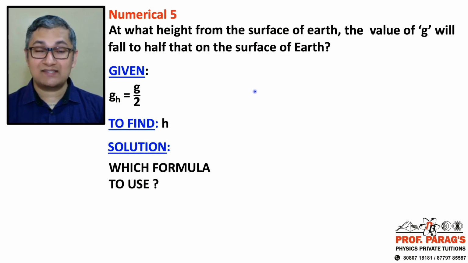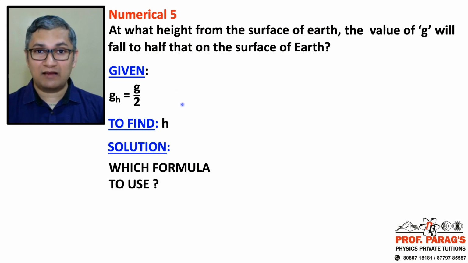Okay, because gh has 3 formulae. So the main question here is, should I use a formula for the LEO satellites, or should I use a formula for the satellites which are at a larger height? The answer is hidden in this information. See what is happening to gh. Gh is becoming half of g.